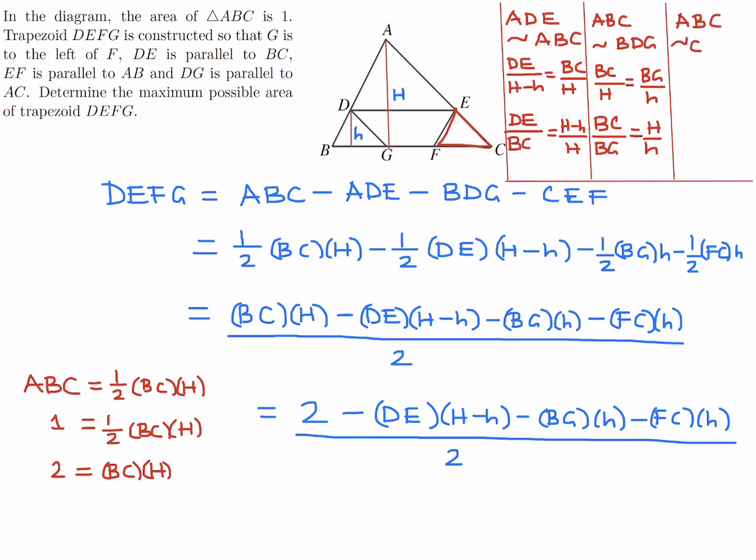So this one right here. In a very similar way, you can get a relationship between the sides. BC over H is equal to FC over small h. And I can rearrange this as needed. For example, BC over FC is equal to big H over small h.